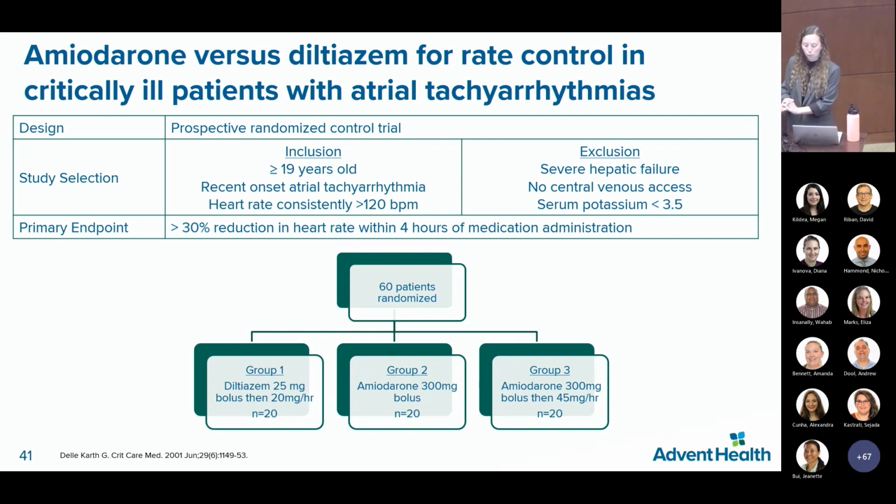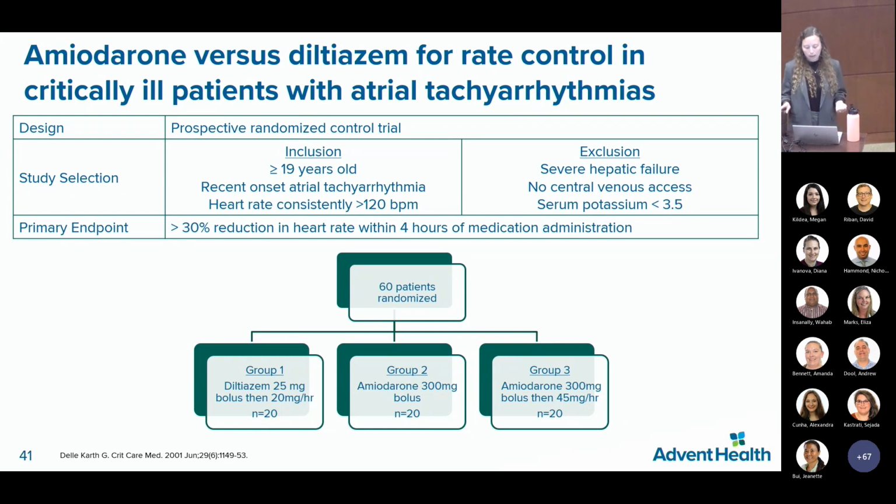A total of 60 patients were included and randomized to either a diltiazem bolus followed by a continuous infusion, an amiodarone bolus alone, or an amiodarone bolus followed by continuous infusion. The primary endpoint of the study was a reduction in heart rate by greater than 30% within 4 hours of the medication administration. The widely accepted rate control goal for patients with AFib is less than 110 beats per minute, with the average heart rate in the patients in this study being around 140. The primary outcome of a 30% reduction would be targeting around 100 beats per minute, and that would be in line with our goal of less than 110.